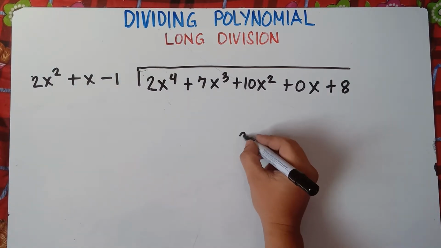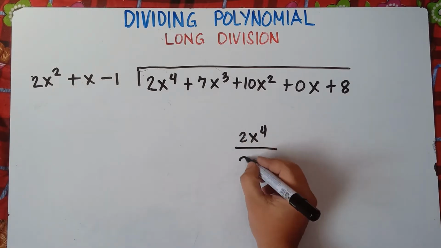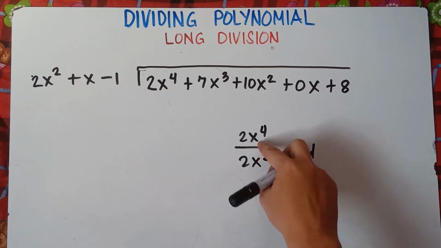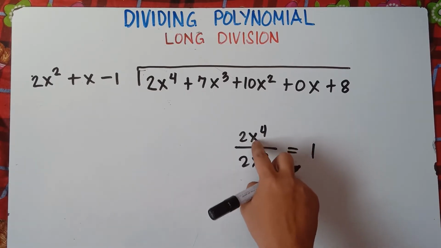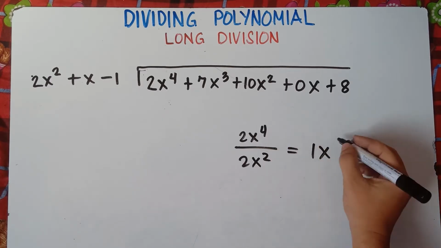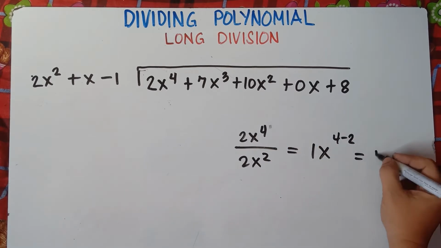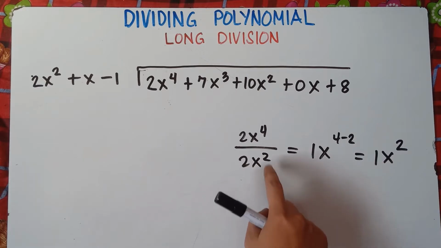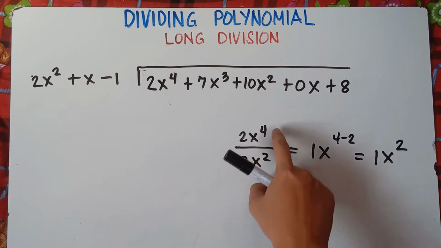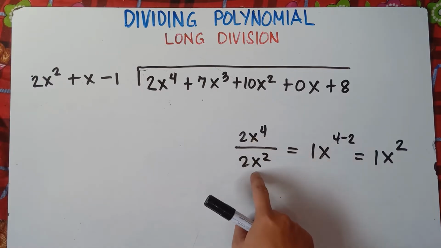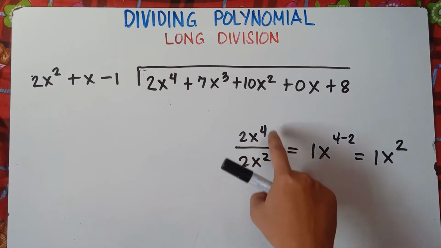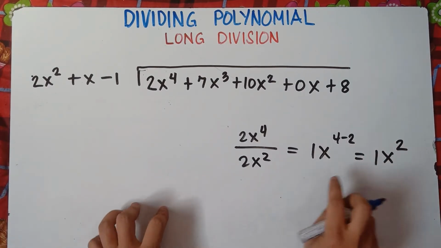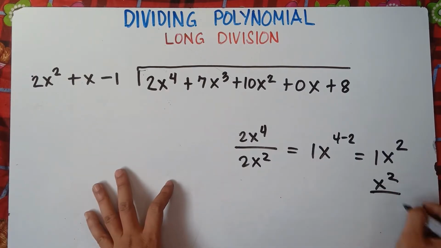So 2x raised to the power of 4 divided by 2x squared. So 2 divided by 2, that's 1. x raised to the power of 4 divided by x squared, simply copy x, copy the base. Then you subtract the exponent, class. 4 minus 2. So the answer is 1x raised to the power of 2. Once again, class, when you're dividing the variable together with exponent, you simply copy the variable, copy the base, x, then you subtract the exponent. 4 minus 2, that would be 2. So we have 1x squared, or you can write it x squared, class. That's the same.